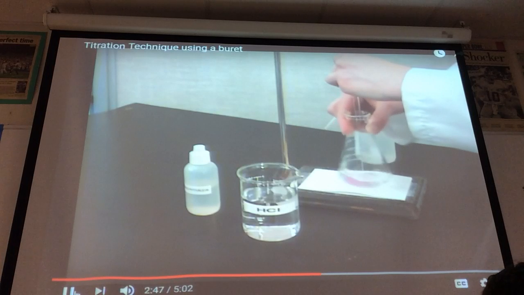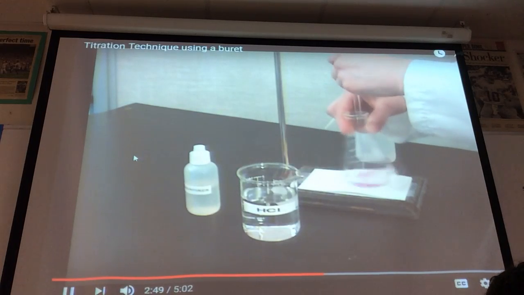Add the titrant rapidly at first. Now what you're seeing here are pockets of pink, and that's because you're adding the base to the acid, and you've added the base to a small region that's neutralizing the acid but not neutralizing all the acid. So it's really important when you titrate that you continuously swirl throughout so that all the base you're adding reacts with all the acid that's in the flask.